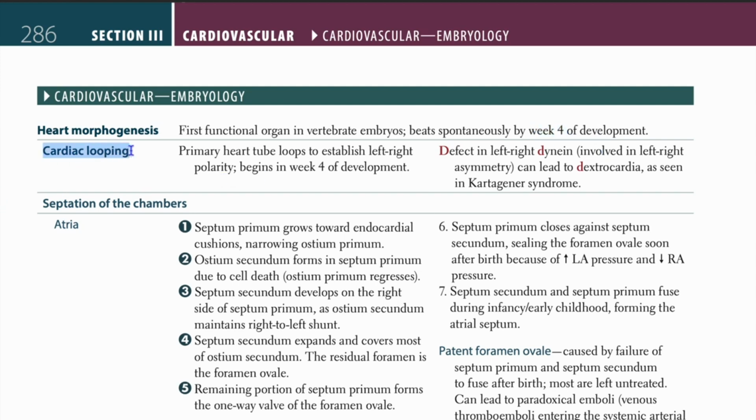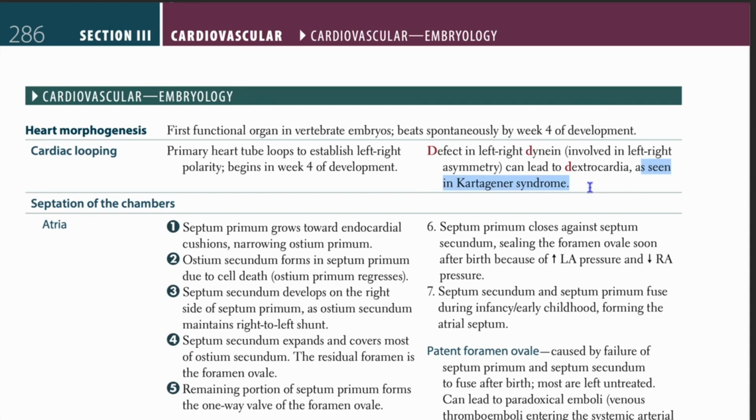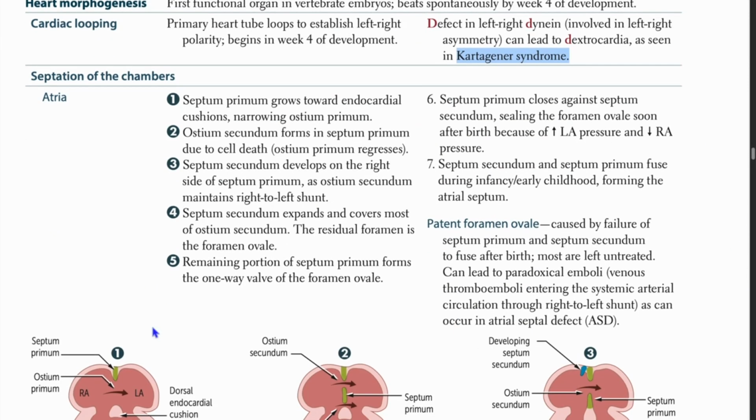Cardiac looping. The primary heart tube loops to establish left-right polarity, beginning in week 4 of development. A defect in left-right dynein, which is involved in left-right asymmetry, is when you have dextrocardia. That's when you have the heart on the other side. You can feel the apex beat on the right side at the fifth intercostal space instead of the left. It is seen in Kartagener syndrome, which is the one where you differentiate between this and cystic fibrosis.